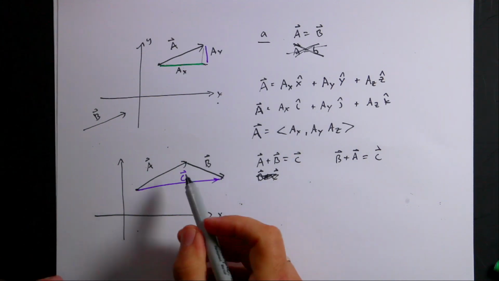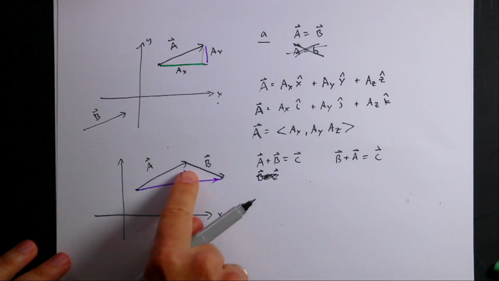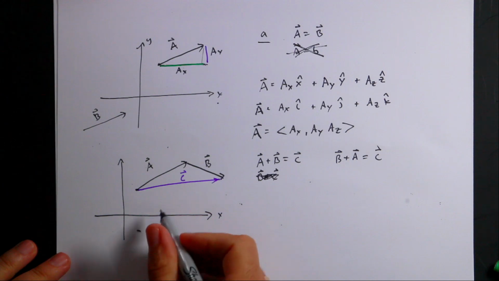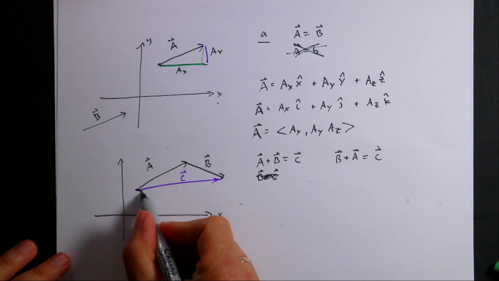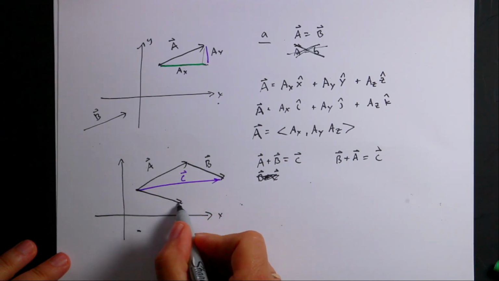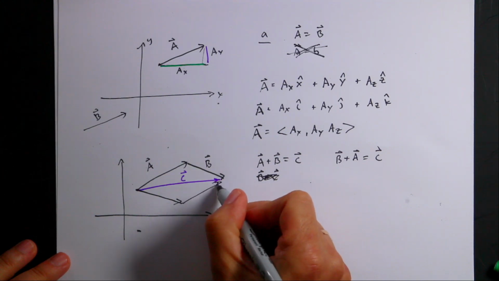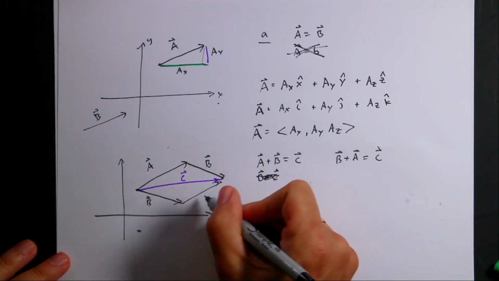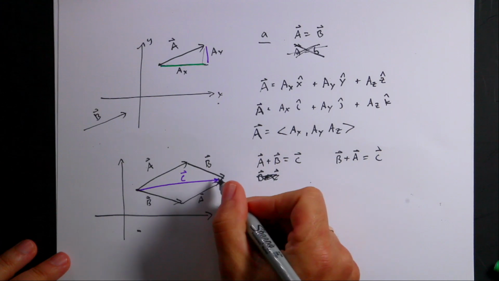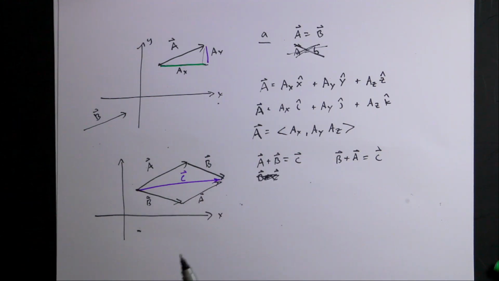So if I take the vector b, I'll put it down here. I'm going to move it. What if I put b right here and then a right here? So if I do b plus a, I still get to the same place. So the order of vector addition does not matter.